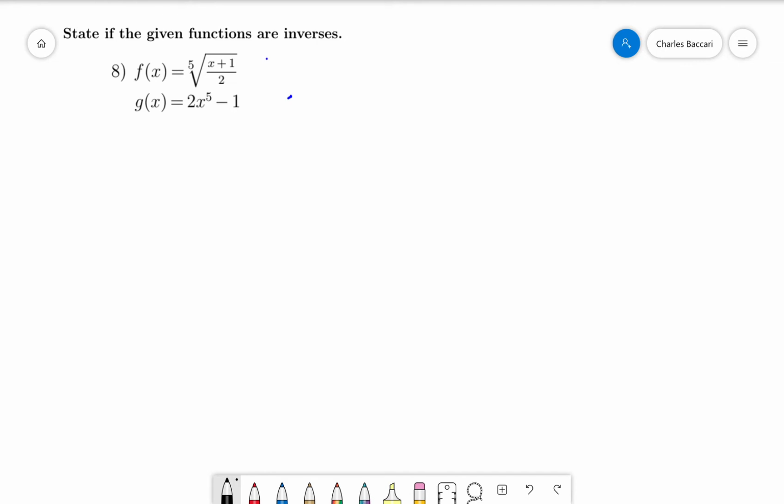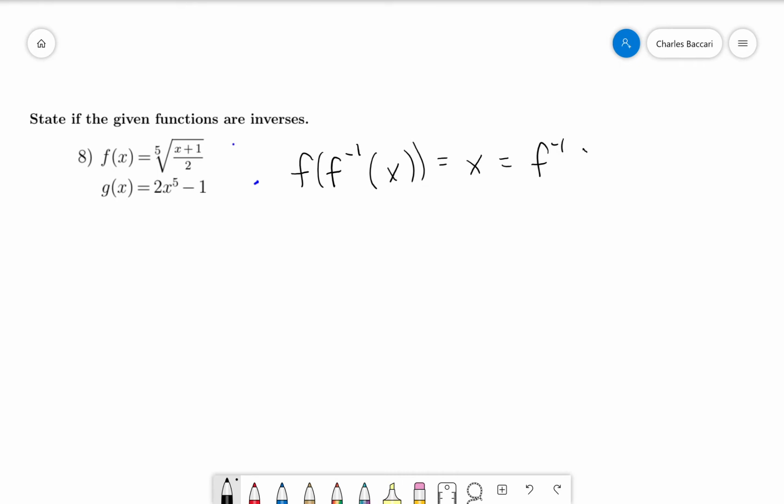Anyways, we are going to state if these given functions are inverses of one another. To do this, we need to show that f of f inverse of x is equal to x, which is also equal to f inverse of f of x. Okay, so let's get started.